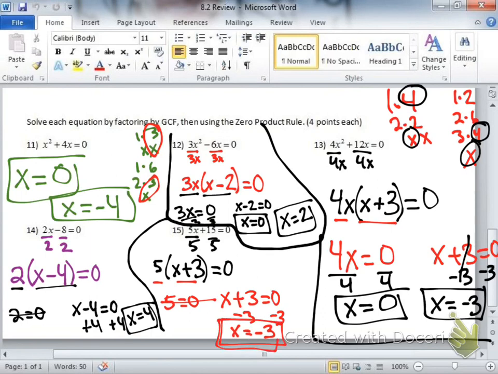So again, 14 and 15, since there's no x squared, there's only an x. If you want to add 8 and then divide by 2, go for it. If you want to subtract 15 and then divide by 5, go for it. I'm not telling you you have to ignore your previous knowledge. If you want to solve it a way that you already know how to solve it, that's great. If you don't want to mix chapters, if you're going straight GCF zero product rule, do it. It will work on all of these problems. It's really up to you. But anytime you have an x squared, you're probably going to get 2 solutions. Anytime you have just an x, you're probably going to get only 1.